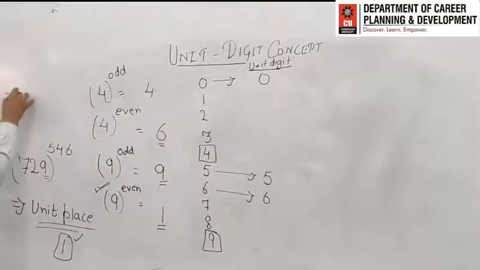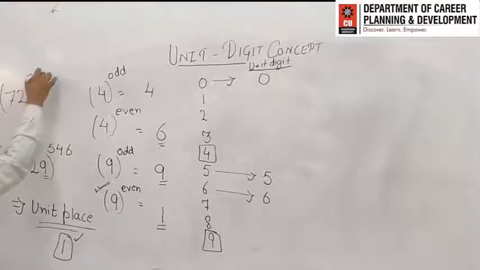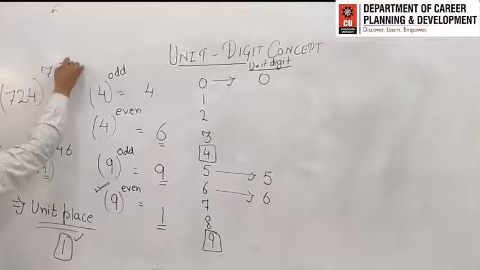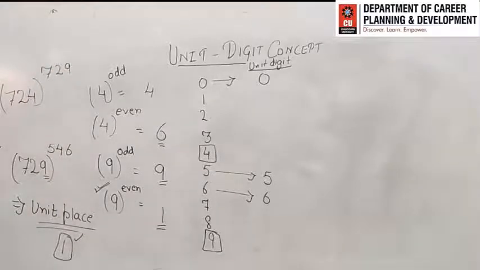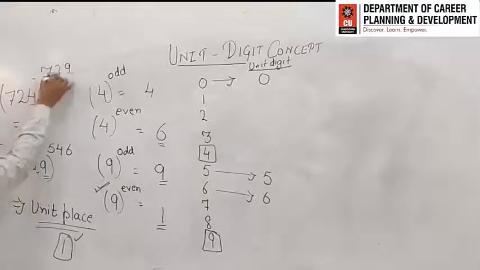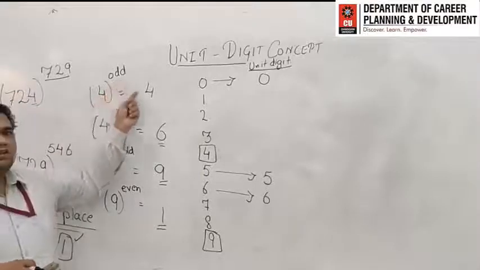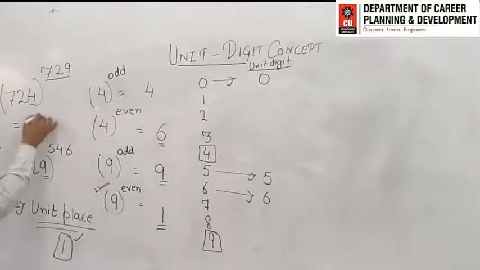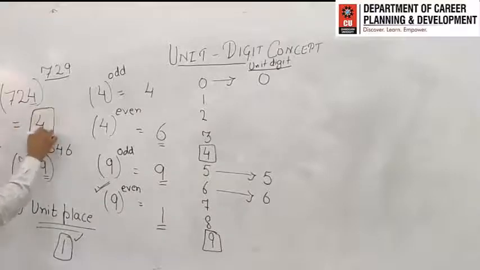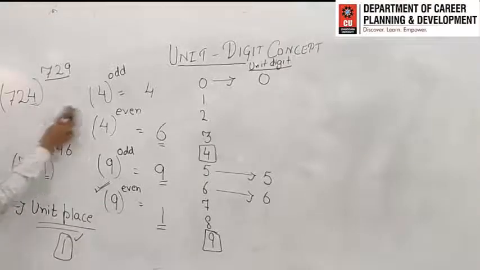And similar is the case with 4. Like if 724 is raised to the power 729, what will be the unit place value? The number is ending with 4 and the power is odd. So whenever the number is ending with 4 and the power is odd, the number will end with 4. The unit place value will be 4.